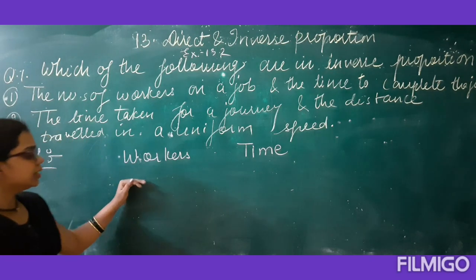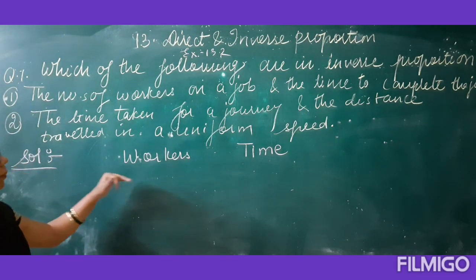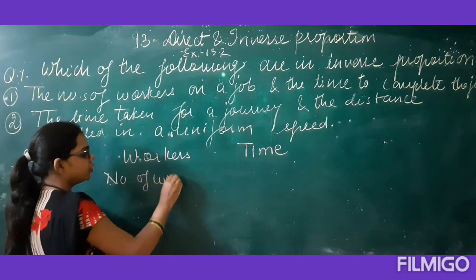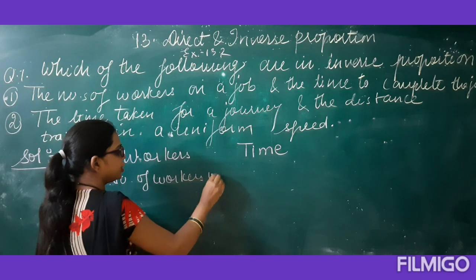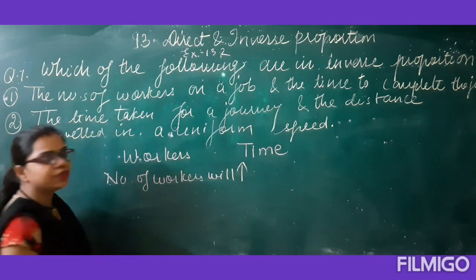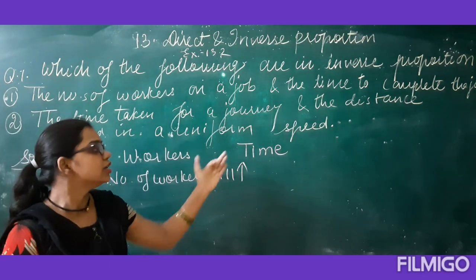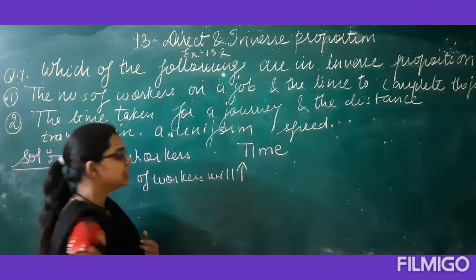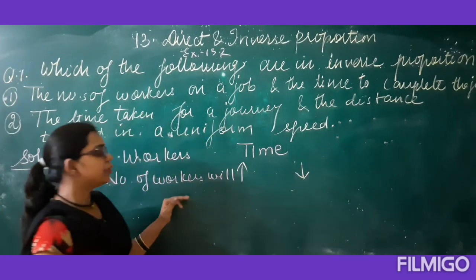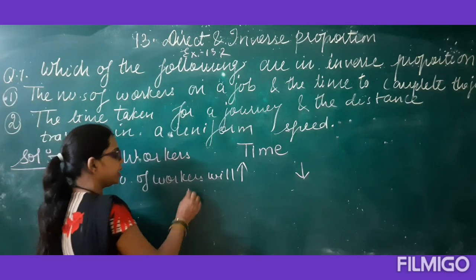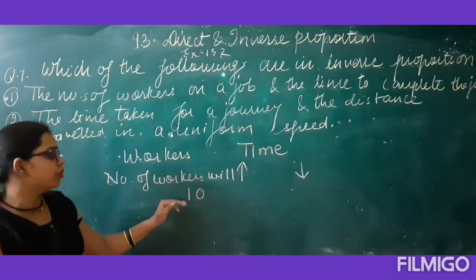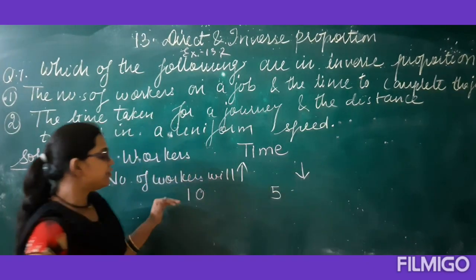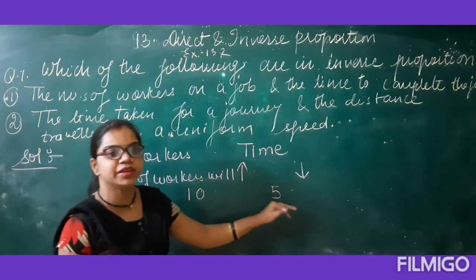Here, if the number of workers increases, what will the time to complete that job be? The time will decrease. Suppose the number of workers I am taking here is 10. How many hours does it take to complete that particular job? It takes 5 hours. So if I increase the number of workers, the time will decrease.